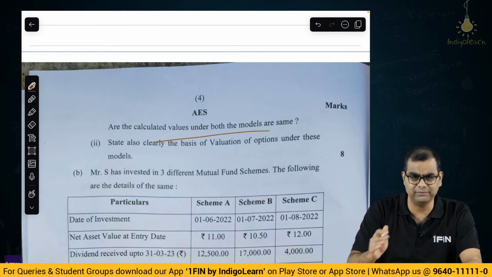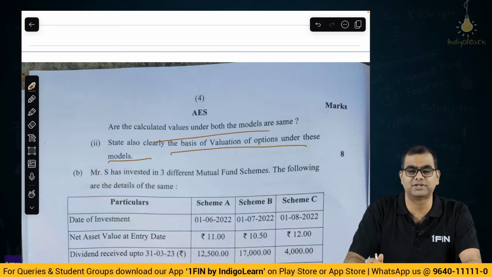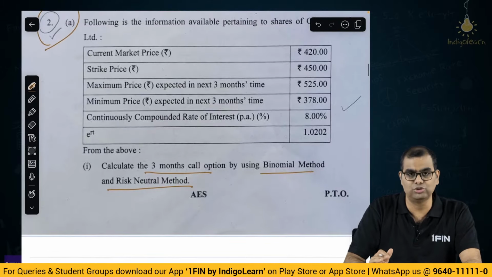Ideally, they are supposed to be same. Why they are supposed to be same, we will discuss. Also, clearly state the basis of valuation of options under these models. Okay. Now, I will first take you through what I think the solution is, what I think the way this particular problem has to be solved.